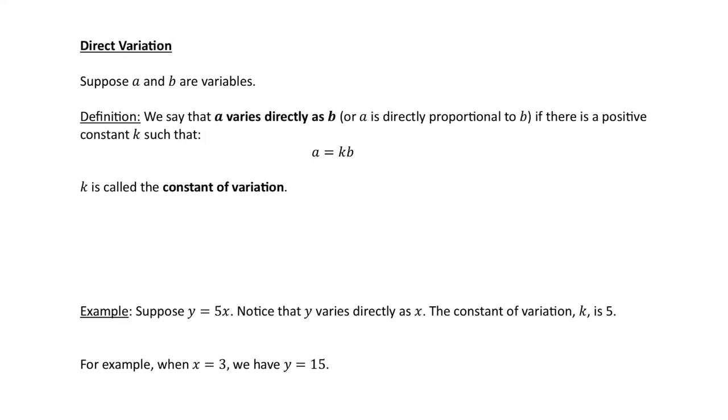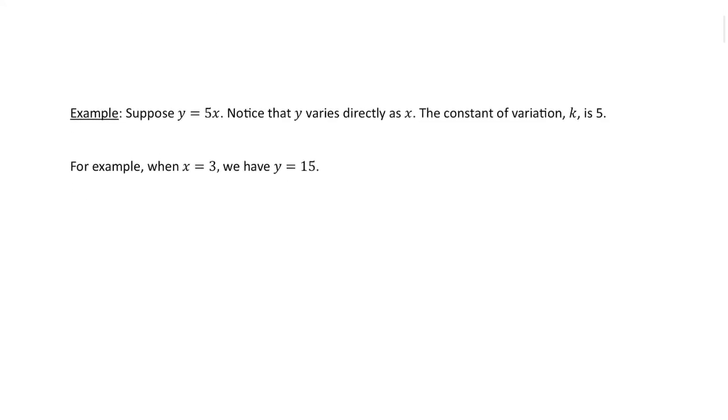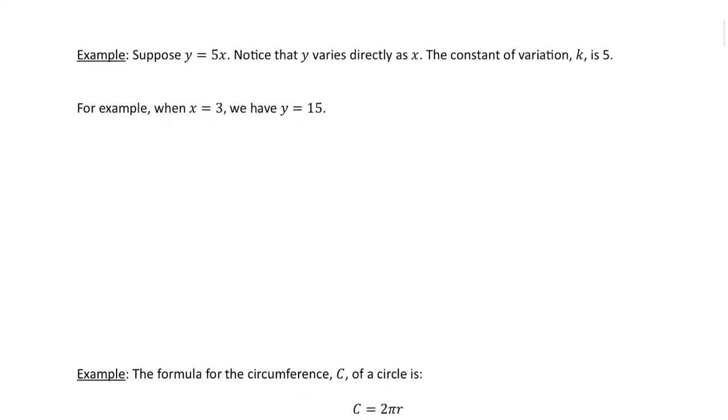Now, a lot of times we use the letters Y and X instead of A and B, but not always, so I wanted to use A and B in the definition here. So let's do an example. Suppose y equals 5x. And notice that this has the form y equals kx. So this is direct variation. And the constant k is 5.